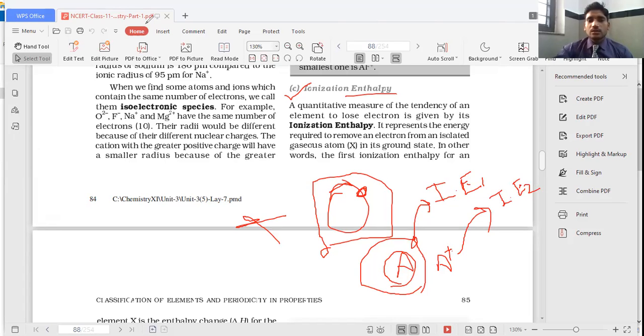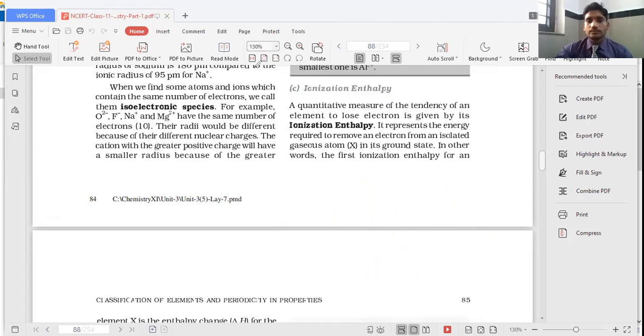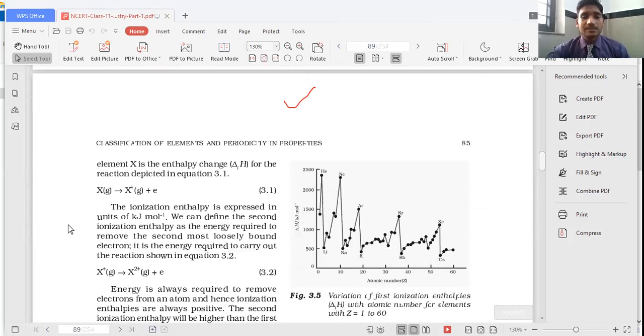Let's see the NCERT lines about this concept. A quantitative measure of the tendency of an element to lose an electron is given by ionization enthalpy. It represents the energy required to remove an electron from an isolated gaseous atom in the ground state. In other words, the first ionization enthalpy of an element X is the enthalpy change for the reaction depicted in the equation, X gives X plus electron. Just the amount of energy required to remove one electron, clear?